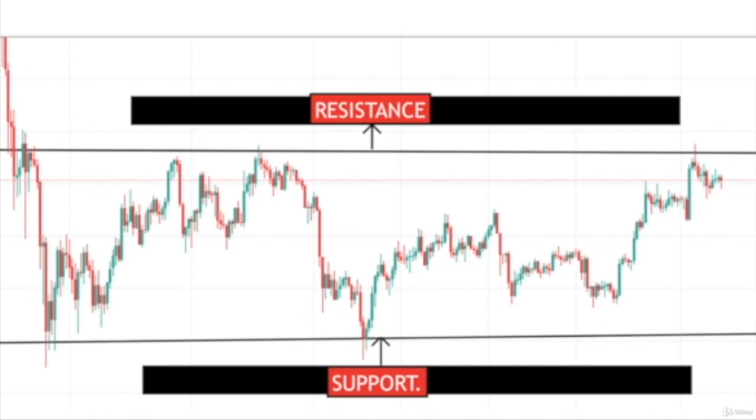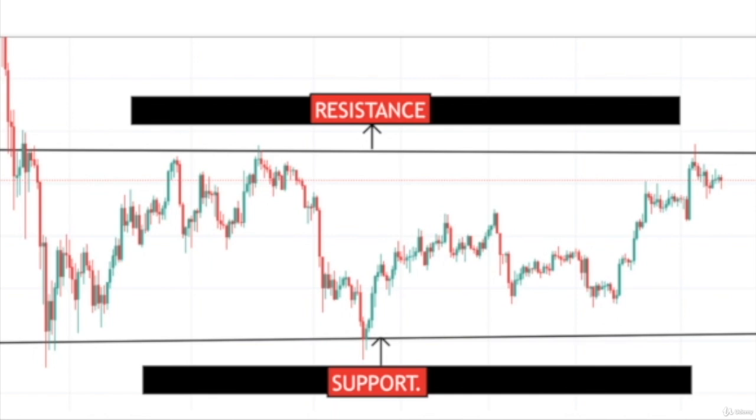And what is a resistance? The price of an asset pair which retraces back from a certain point multiple times is called resistance. As you can see in this diagram, I have marked the resistance zone above this. Each time the price went, tapped this zone, got rejected. Each and every time. See, here is another tap over here, and the price rejected. So this is support and resistance.